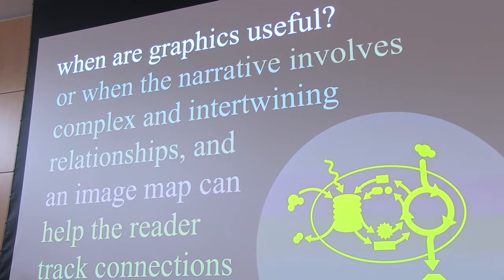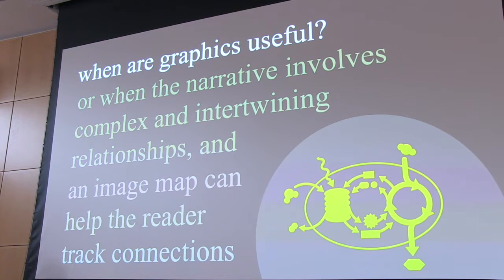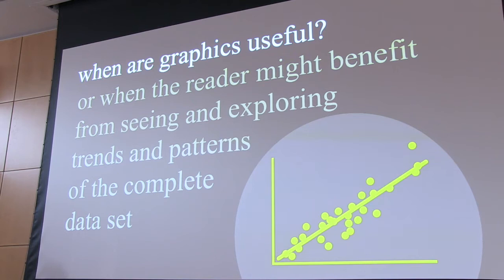Or when the narrative involves complex and intertwining relationships, and an image map can help the reader track connections, like a process diagram that explains the intricacies of photosynthesis. Or when the reader might benefit from seeing and exploring trends and patterns of the complete data set, rather than being served up a few key numbers in the text.